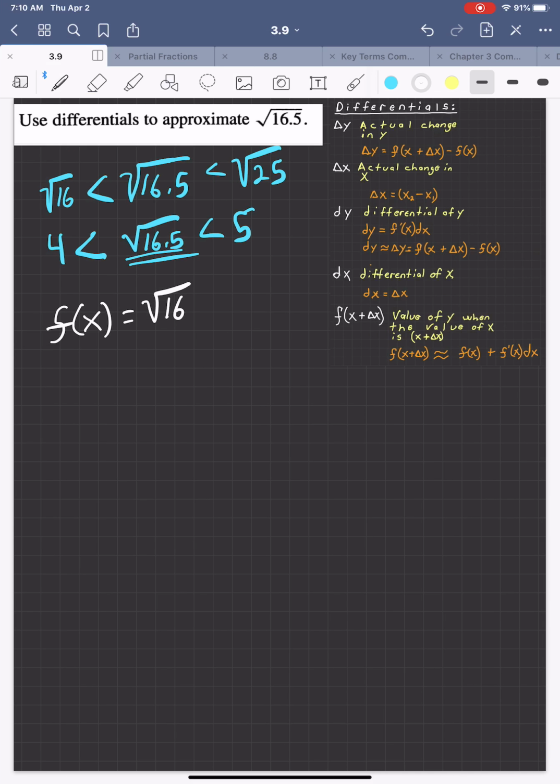And I'm going to think about dx as being, I'm off by a little bit, right? If you turn to your boss and said the square root of 16.5 is 4, well, clearly it's a little bit bigger than 4, right? So I'm off by 0.5. So now you kind of understand that f of x can be the square root of 16 and dx can be thought of as 0.5.